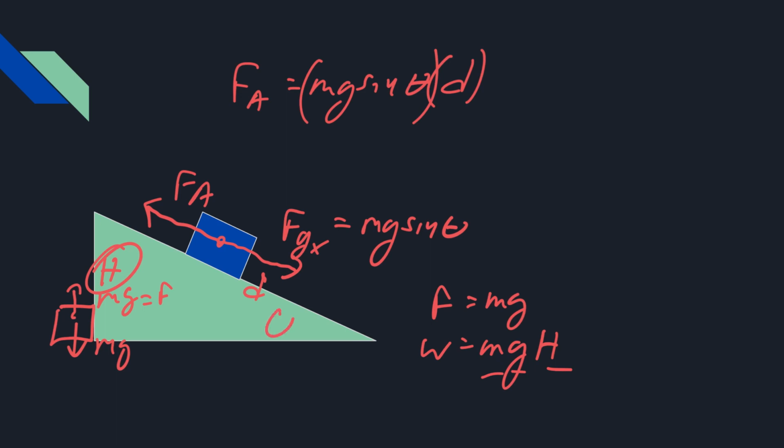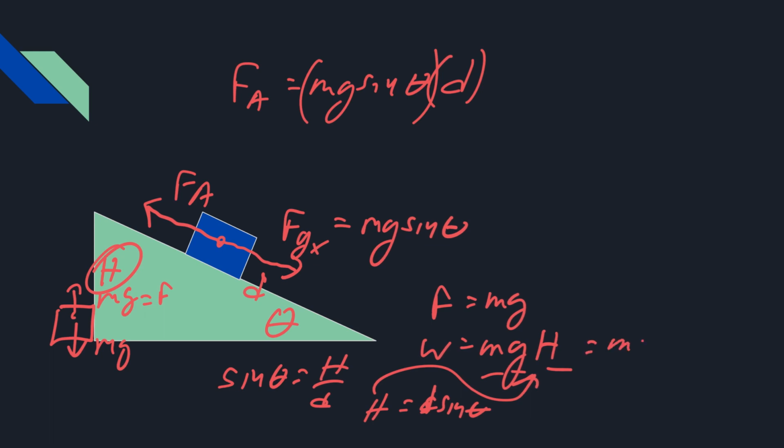Now notice the relationship between these. Sine of theta is equal to h over d. Well, if you say h is then d sine theta, boom, you put that h in there and you get mg d sine theta.